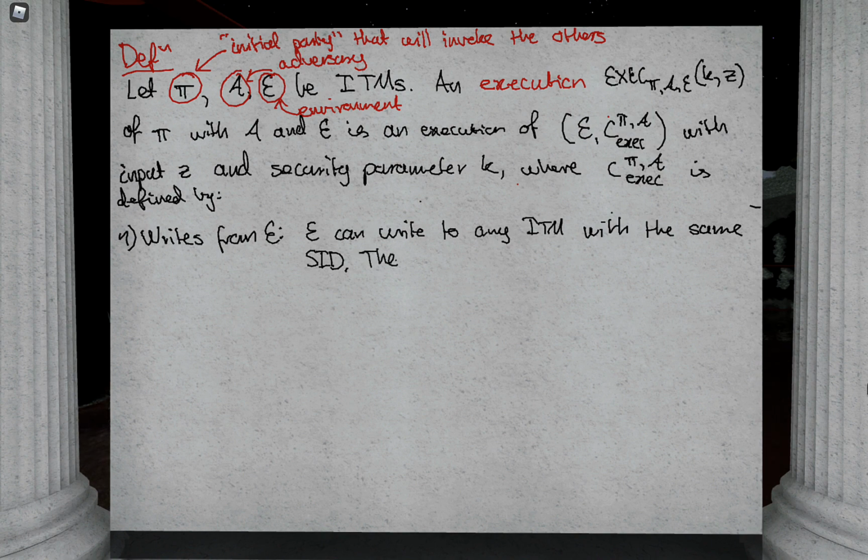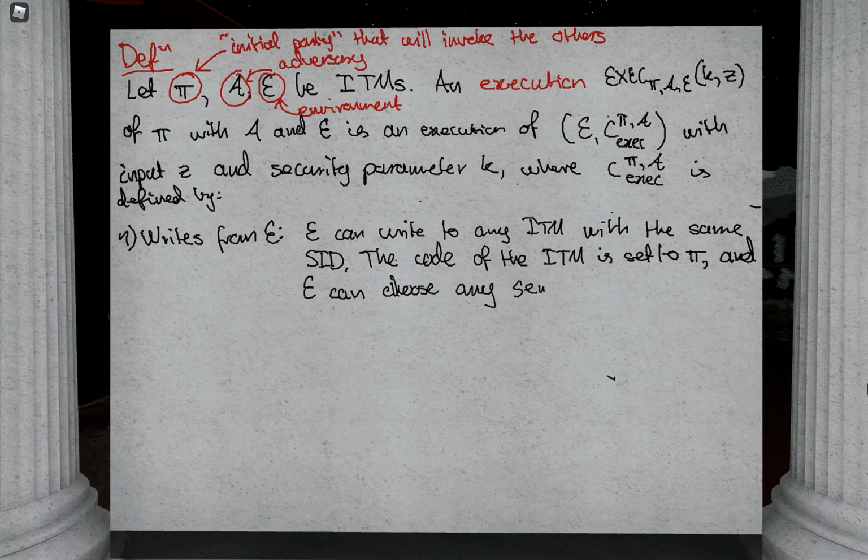The code of the ITM is set to pi. So in other words, the environment invokes the protocol as part of the startup. And E can choose any sender ID. So the environment can claim to be whatever it likes. And this is to capture this idea of external identity.